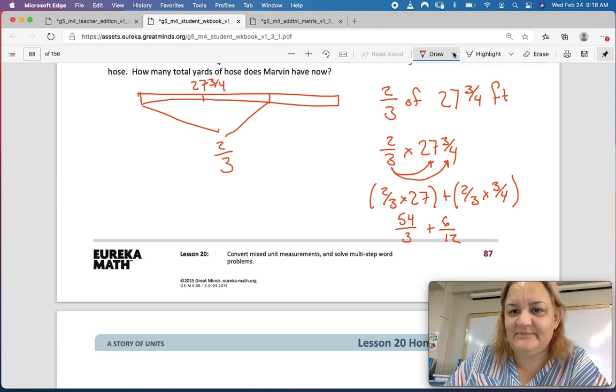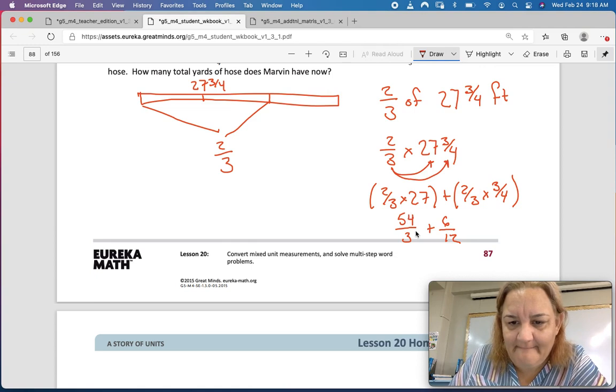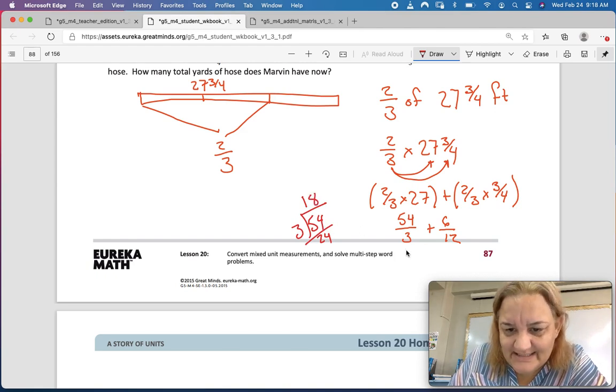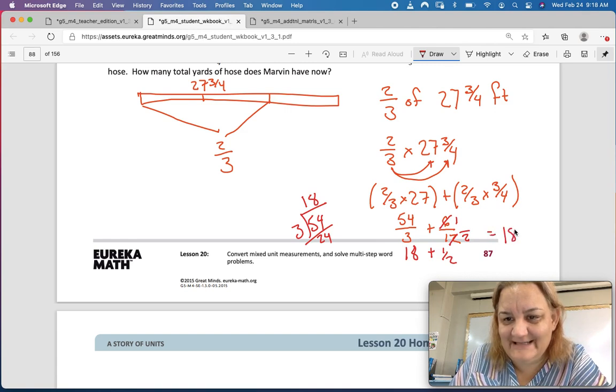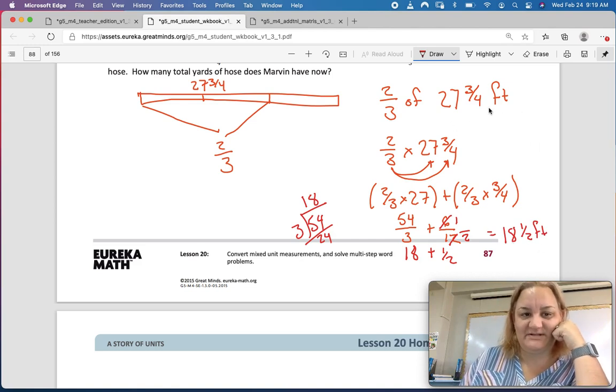I can. Let's just simplify it before we even add them up. Okay, so 3 goes into 54 how many times? 18. So okay, so this is 18, and this, if I divide by 6 and divide by 6, is 1/2. So my answer is 18.5 feet. Okay, so the old hose is 18.5 feet. The new hose is 27 3/4 feet.